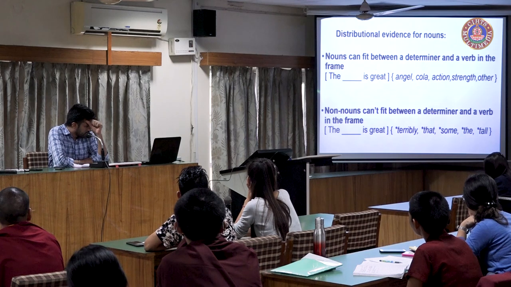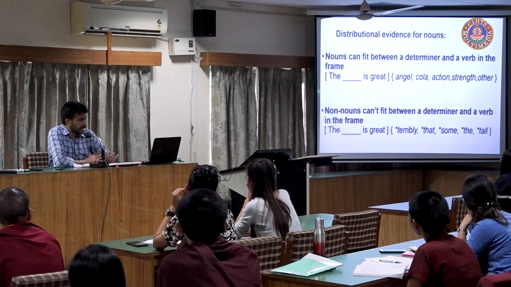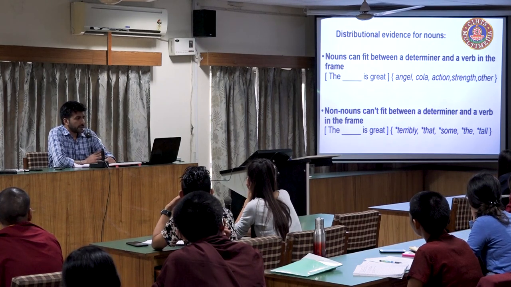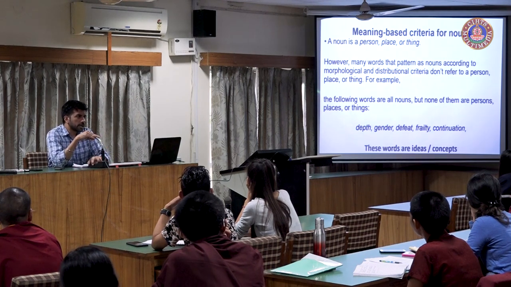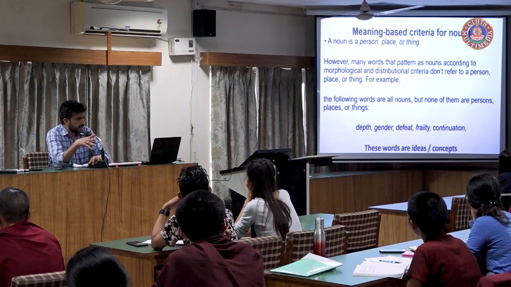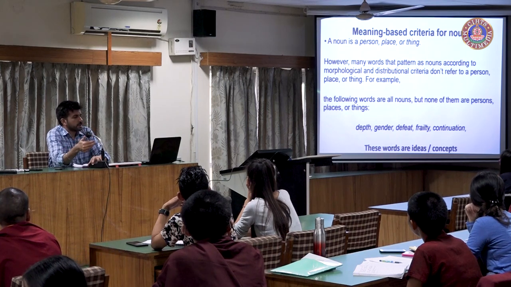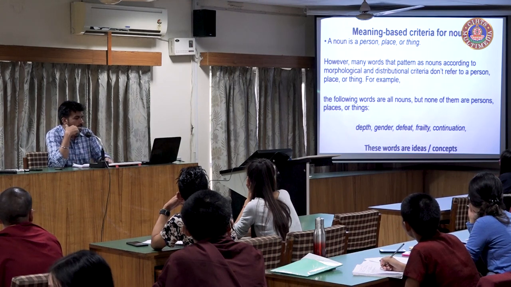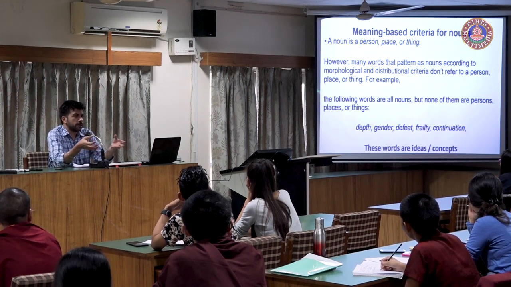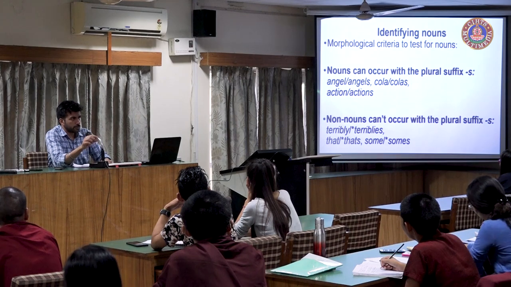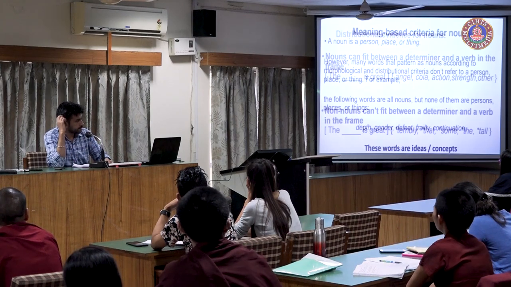Now non-nouns cannot fit between a determiner and a verb. In this frame, the dash is great. You cannot say the tall is great. You cannot say tall is the adjective. You cannot say that is great. Now, nouns can also be understood as meaning-based formations. A noun is a person, place, thing. The following words can also be, as I have already spoken about, concepts or ideas like depth, gender, defeat, which are ideas and concepts. So, nouns within a sentence are understood by distribution, understood by meaning, and understood by changes of words with changes to the suffixes.